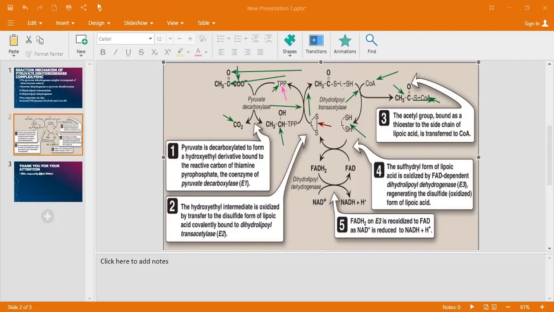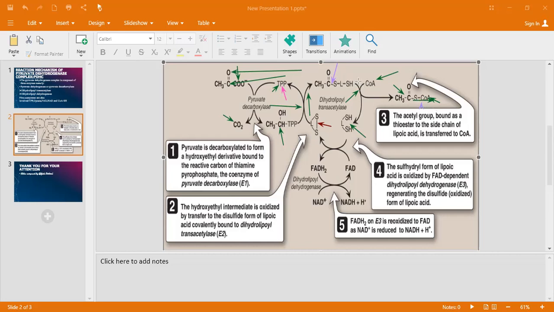Yes, here we cleave this bond. After cleaving that bond, this is where we add the CoA. But remember, CoA usually comes with an SH group. So we remove that hydrogen and we add the CoA plus the sulfur, the CoAS. So that is the one added as shown here, as you can see there.